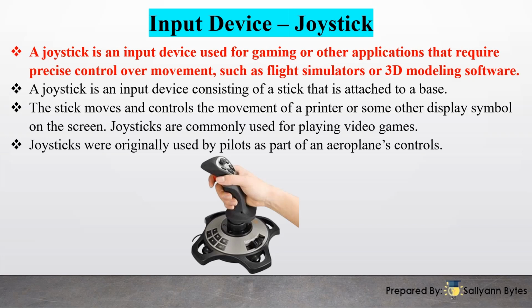A joystick is an input device consisting of a stick that is attached to a base. The stick moves and controls the movement of a pointer or some other display symbol on the screen. Joysticks are commonly used for playing video games. Joysticks were originally used by pilots as part of an airplane's controls.